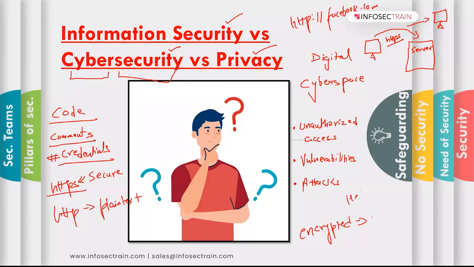Let's say I'm sending hello to you. If you remember, yesterday we discussed the OSI model. In the OSI model, encryption happens at the presentation layer, Layer 6. If encryption is happening, it means I am changing the data into a non-readable format, or we can say gibberish. So it cannot be understood by anyone, right?